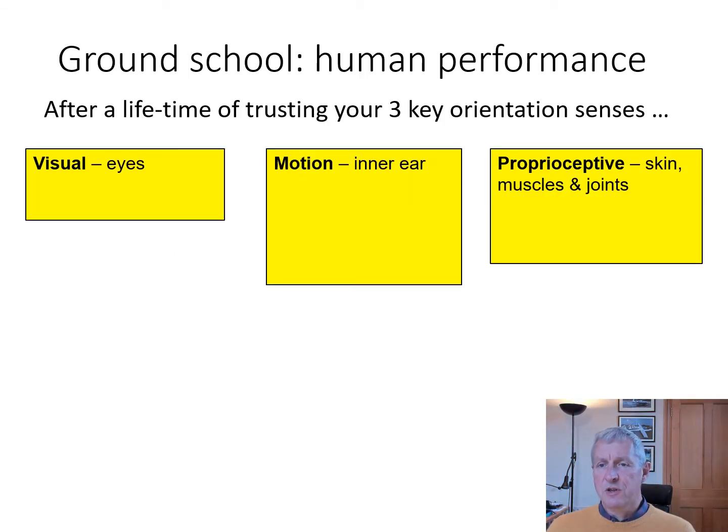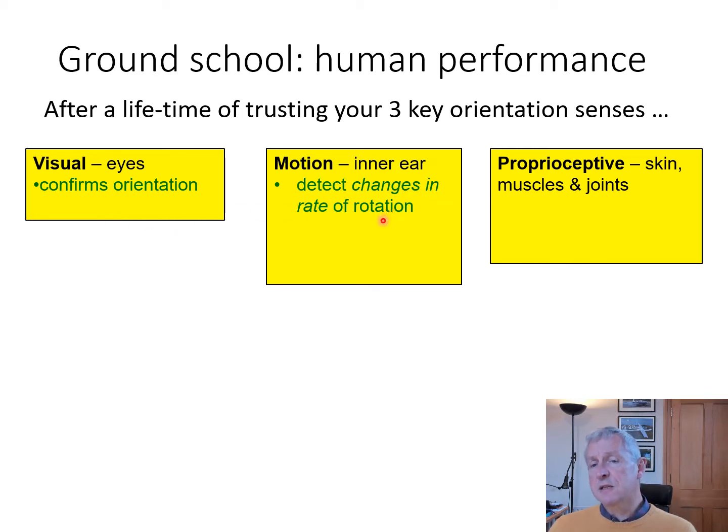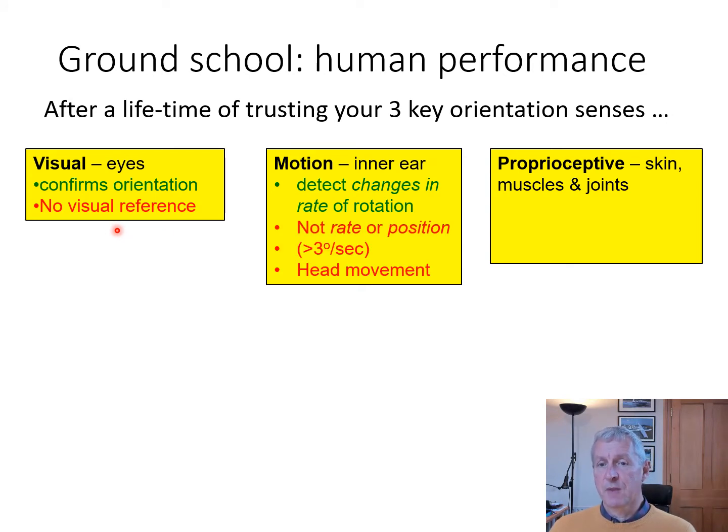We've spent a lifetime trusting our 3 key orientation senses. So we have visual senses from the eyes, we've got the inner ear which helps us with motion, and we've got the proprioceptive senses, so that's our skin, our muscles and our joints. The eyes confirm orientation. The inner ear tells us about changes in rate of rotation. And the problem is that if we're flying in the middle of a cloud, we don't have any visual reference for the eyes. And we'll discover what the limitations of the inner ear are when we talk about it in a moment. You can see here where we're getting those signals from.